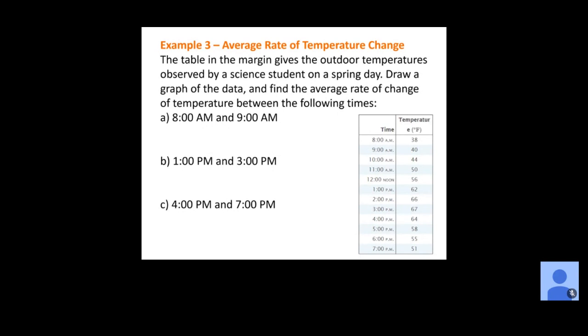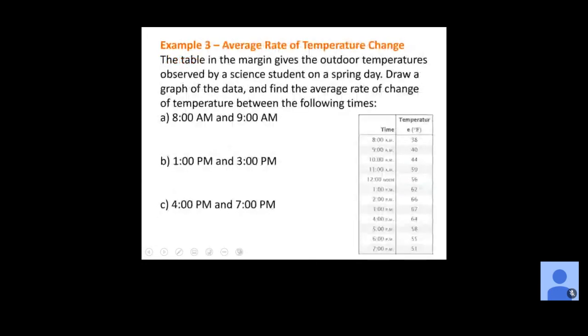We're not going to worry about that. We just want to worry about finding the average rate of change of the temperature between each of the following times. Okay, so for part A, we're looking at the average rate of change in our temperature between 8 a.m. and 9 a.m. So the way we're going to do this is we're going to think of the first column here as our x values, and then we're going to think of the other column as our f of x.